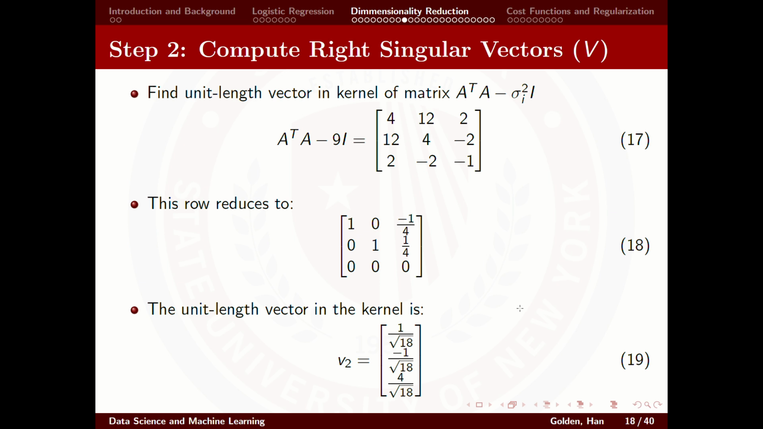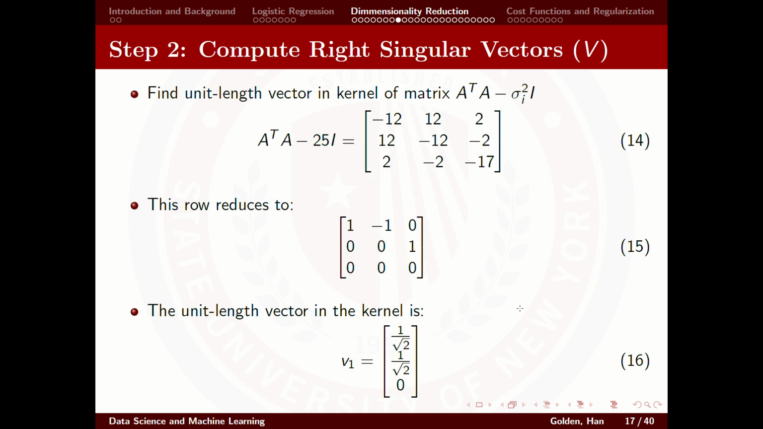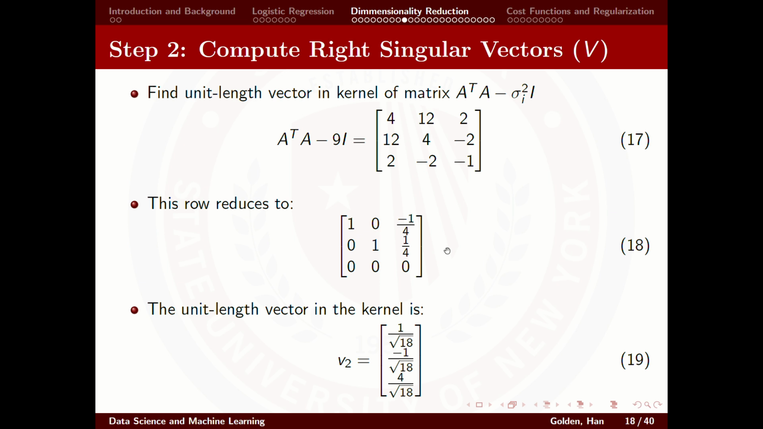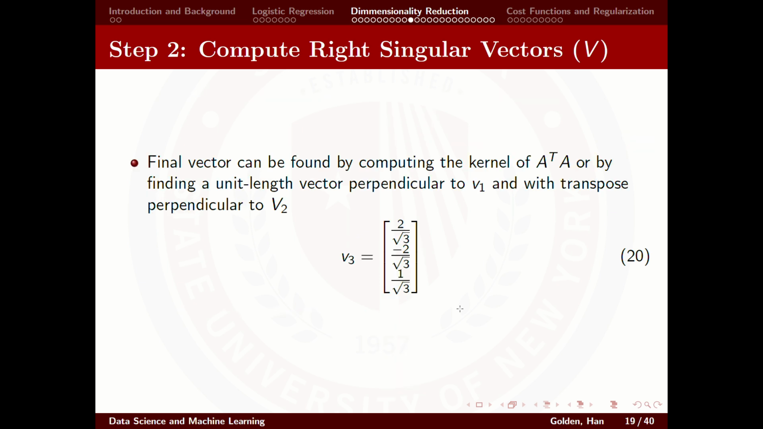So now that's V1, and then for V2 we find the unit length vector with the next eigenvalue. So A transpose A minus 9I. This reduces to 1, 1, 1/4, negative 1/4. The unit length vector in this kernel is 1 over square root 18, negative 1 over square root 18, and 4 over square root 18. And the final vector can be found by computing the kernel of A transpose A, or by finding a unit length vector perpendicular to V1 and perpendicular to V2.